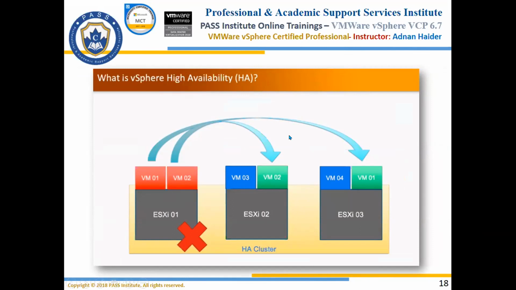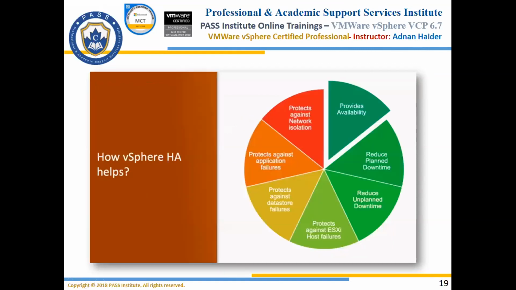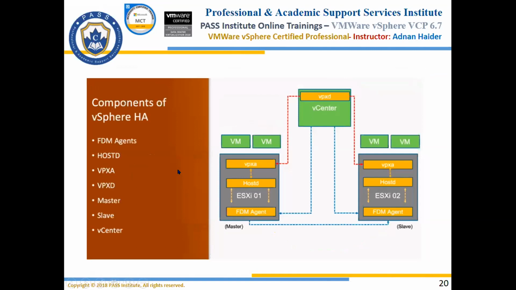Now DRS manages the running ESXi environment, whereas HA manages when the ESXi host goes down. So HA will recreate VMs. But the problem with HA is that since the VMs will be recreated on another ESXi host, the users will be disconnected for a few minutes. So HA provides us protection against physical damage of the ESXi host.